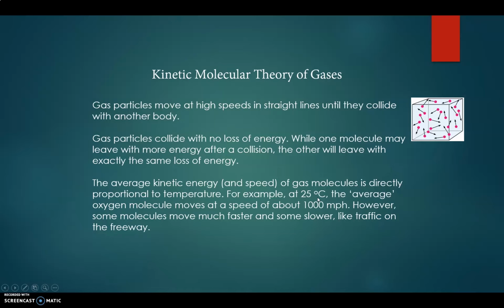If we increase the temperature, the molecules will move faster. If we decrease it, they will move slower. It is important to note though that they don't all move at exactly the same speed. It's like traffic on the freeway. Some cars move faster, some move slower. And the same is true with the molecules of oxygen. Some of them might be moving 2,000 miles an hour, maybe some are only moving 500 miles an hour, but the average will be the same. So the average oxygen molecule at room temperature will travel at about 1,000 miles an hour.